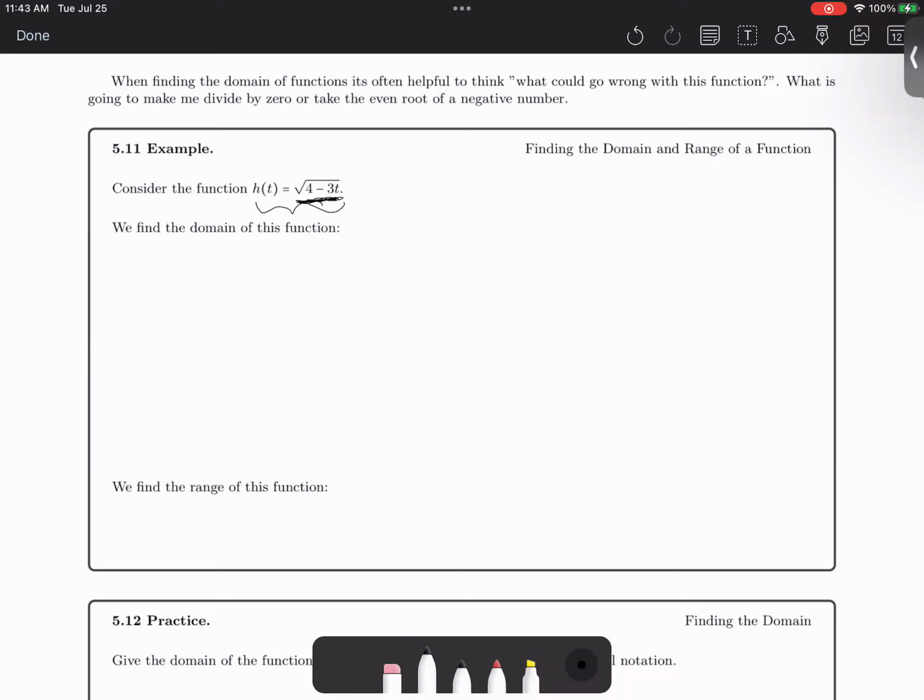And let's find the domain. So reminder, the domain of a function is the space where the inputs live. Right? So you're going to take a t value and send it to whatever h of t is. So what does the domain look like? What kind of t values can you plug into this?